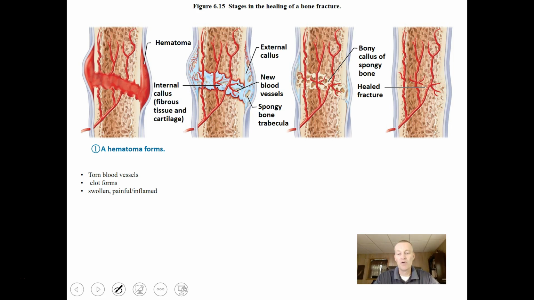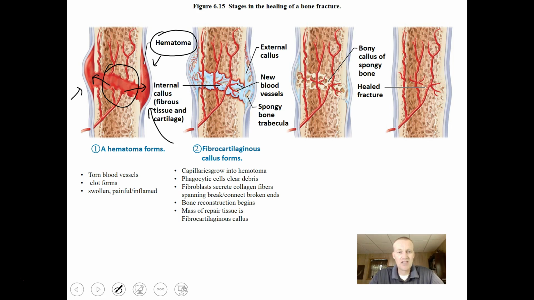So in regards to how a bone heals, it's pretty amazing. The first thing that occurs when you have a fractured bone is that these torn blood vessels here are going to leak blood. They're going to fill this whole area with blood, and you'll get clots that will form. It will be swollen. You can see the swelling here. It will be inflamed, and eventually a hematoma will form. A hematoma is an area where blood collects and fills, and if you've ever had a fracture, maybe you noticed the swelling and the hematoma that formed underneath.